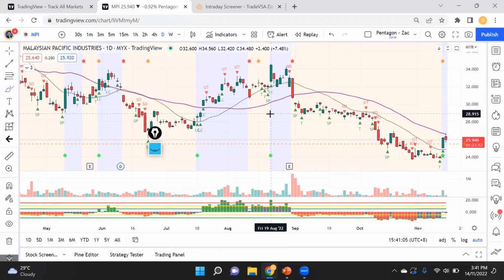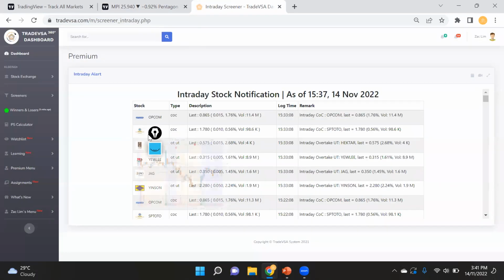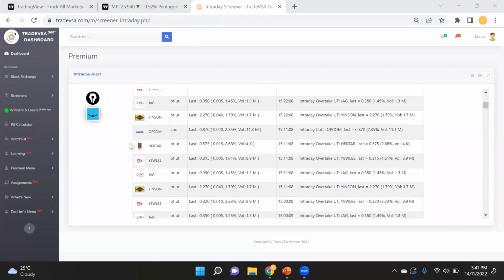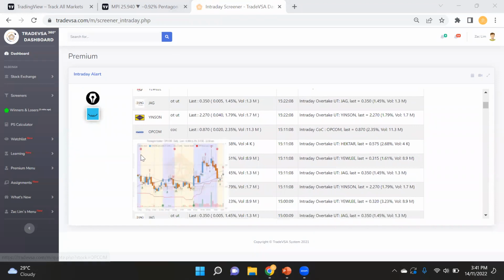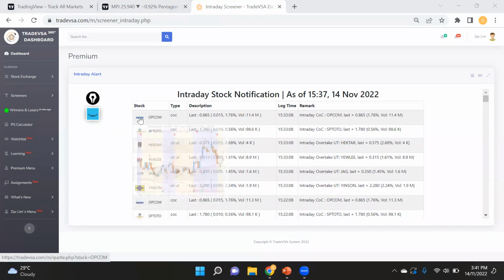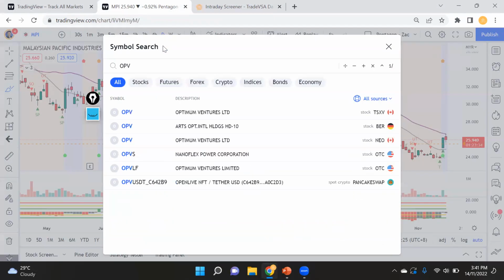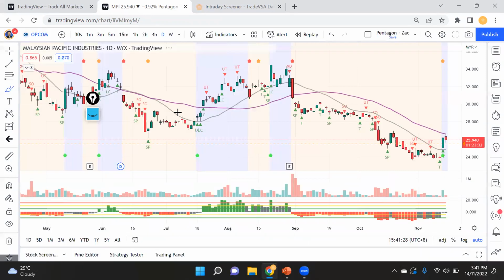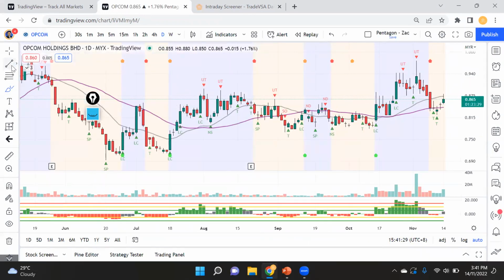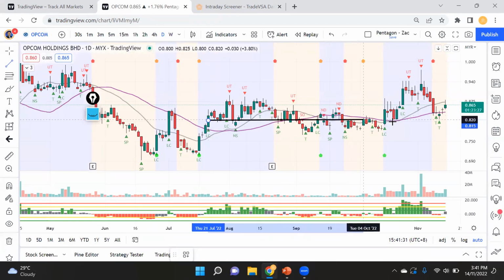Okay, any other counters to look into before we end our session here today? So again, for members, remember to always check your intraday alerts. Sometimes I spot some good counters using these intraday alerts. Okay, so Opcom definitely looks interesting, right? Opcom also got a big UT. So I think they're also trying to do a shakeout here.